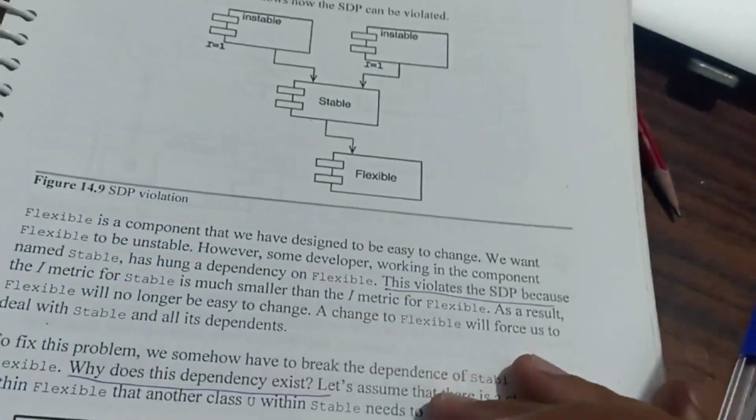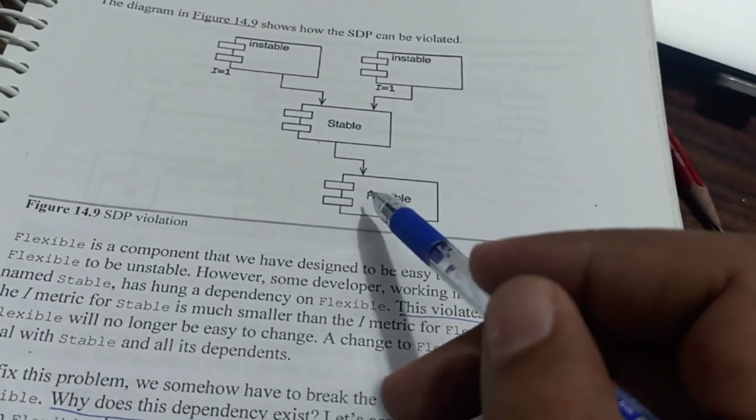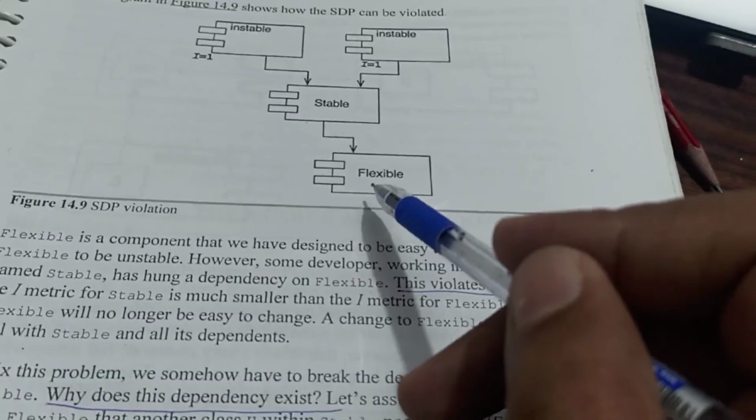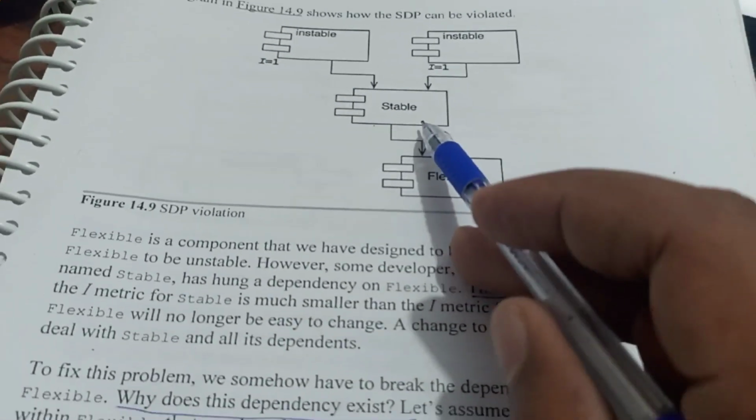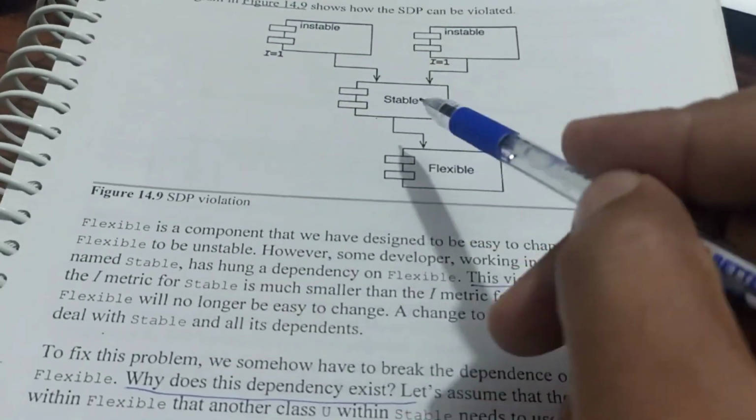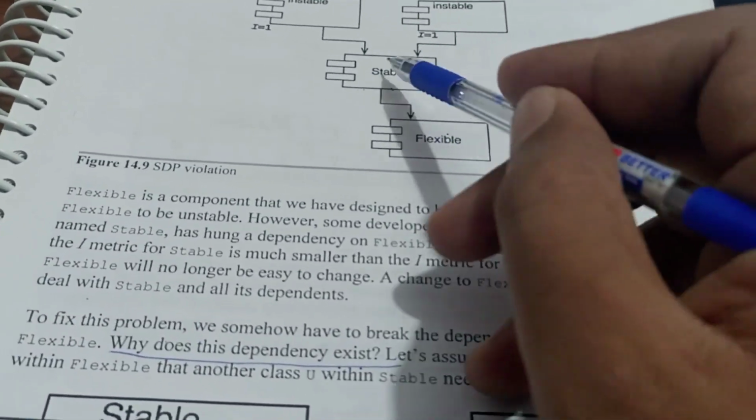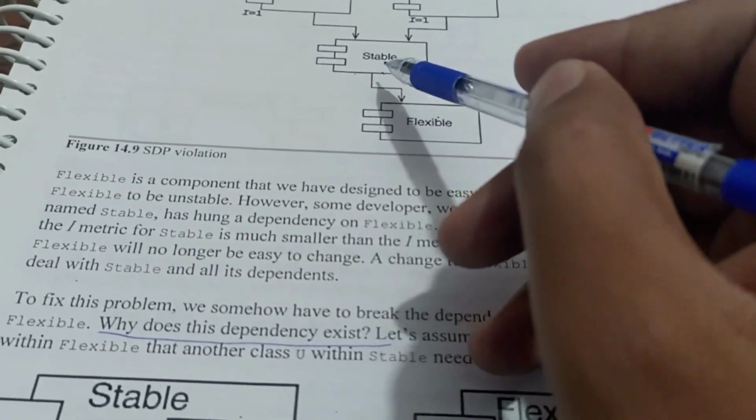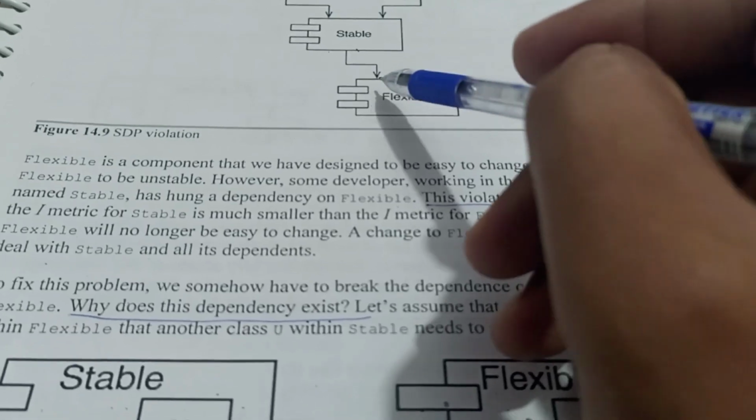Right, and the last point is, let's suppose you are going to add a new component, flexible, on which a stable component is dependent. If there are some changes in the flexible component, it is going to impact the stable component, and that transitively is going to impact the unstable components. So by adding a dependency from stable to flexible, you are impacting the stability of the stable component, right? As we have already discussed two to three times, to solve this dependency you have to invert it.